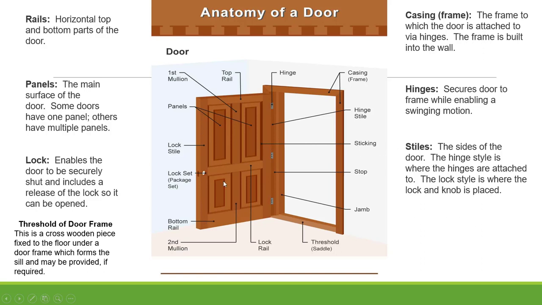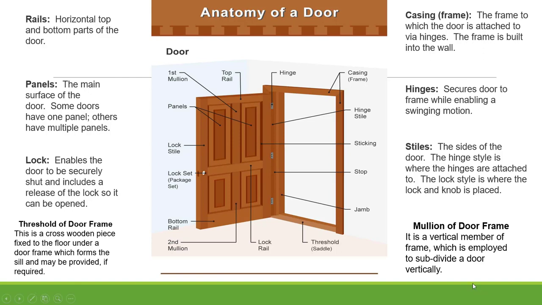These are two styles, like this one and this one. The part of the style where the lock is attached is called lock style, and this side where hinges are attached is called hinge style. So there are two styles. These are the vertical outermost parts of the door and the innermost part of the door. The innermost part of the door is hinge style, and this style is lock style. Got it?